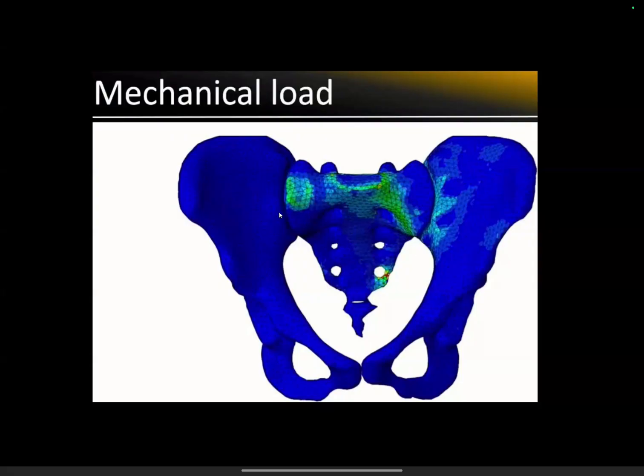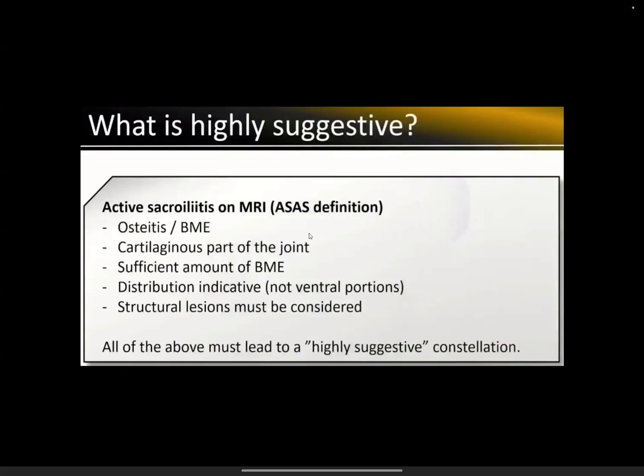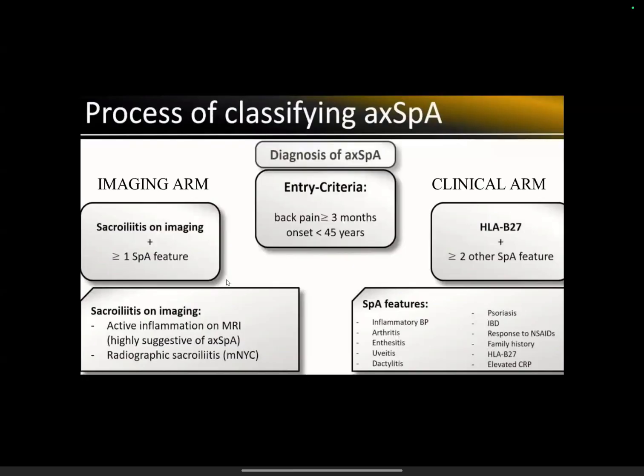SI joint. So what makes it highly suggestive of axial SPA is, like we said, osteitis or bone marrow edema, preferably in the cartilaginous portion of the joint, with a sufficient amount of bone marrow edema, and a distribution that has to be not ventral, meaning dorsal aspect, and structural lesions must be considered.